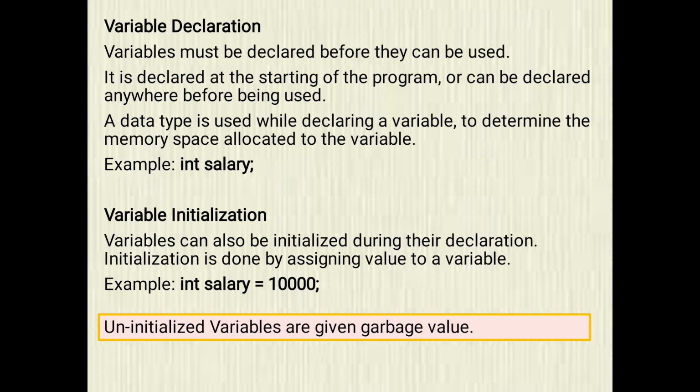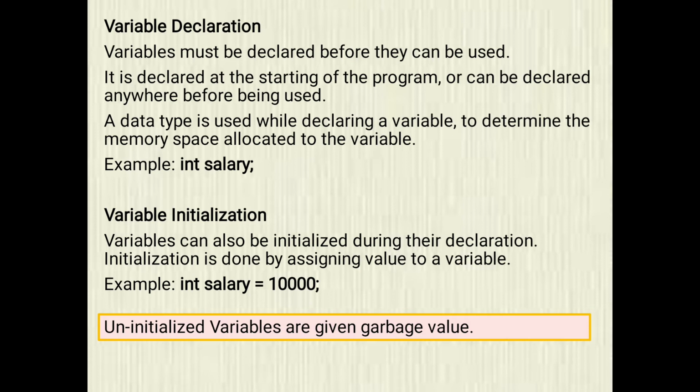So initialization is done by assigning values to a variable. Here in this example you can see int salary equals 10,000. What this line statement is saying is that 10,000 is stored in the variable salary, using the equal to sign, which is an assignment operator. From right to left, 10,000 will be stored in the variable salary.